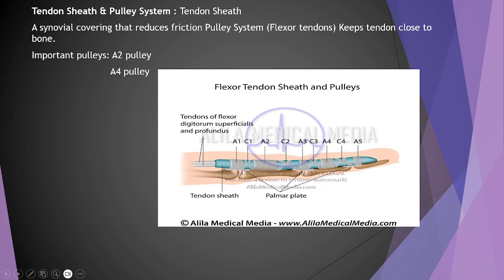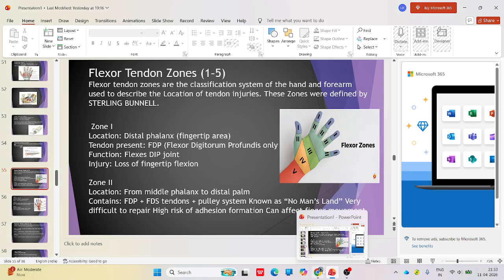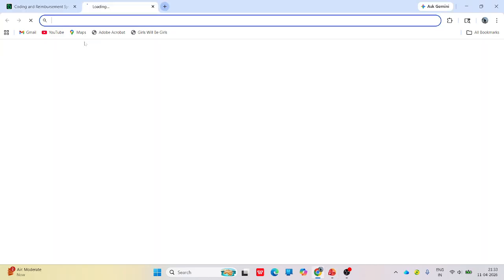So simple. Next, the topic is flexor tendon zones 1 to 5. So what are these zones and why do we need to study them? What is the reason behind studying these zones? One person whose name is Sterling Bunnell. I'll show you a picture. Sterling Bunnell.